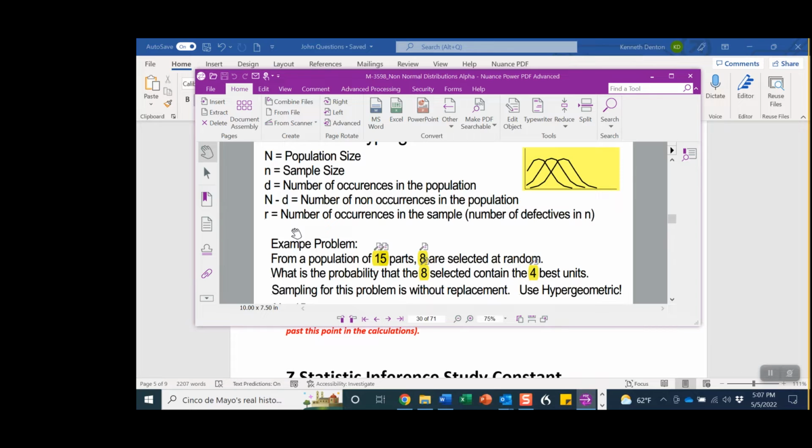Okay, what am I trying to calculate? I'm trying to calculate the 4 best units. R is what I'm trying to calculate. D is what's in the population. Well, the population is 15. No, how many 4 best units are there in the population? Well, there's obviously 4. There can't be anything else. Number of occurrences in the sample, number of defectives in N. Okay, how many occurrences are in the population of the 4 best units? There's 4.